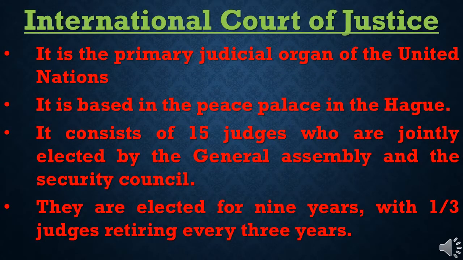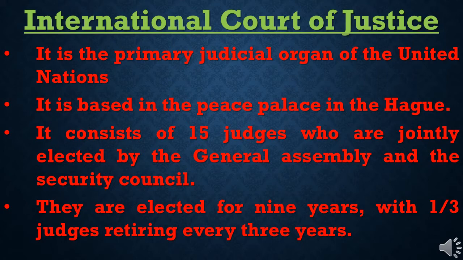International Court of Justice. It consists of 15 judges who are jointly elected by the General Assembly and the Security Council. They are elected for 9 years, with 1/3 of judges retiring every 3 years. No two judges should belong to one country. A retiring judge can be re-elected. The headquarters of the International Court of Justice are in The Hague in Holland.